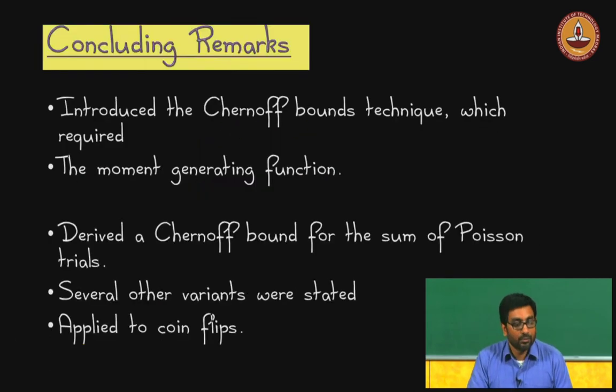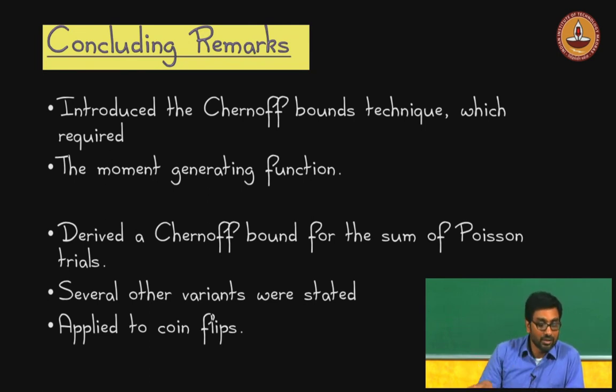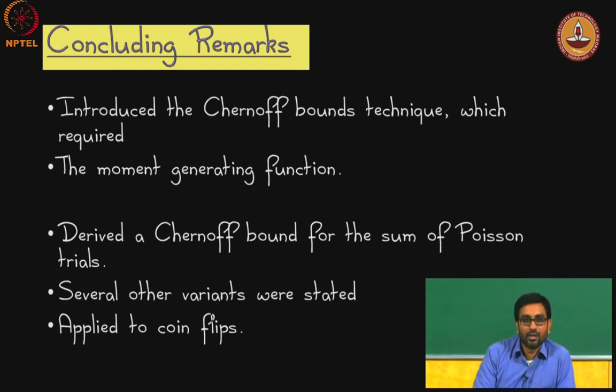So, with that we can conclude our segment for today. We introduced the Chernoff bounds technique and, along the way, we picked up an understanding of moment generating functions. We looked at some properties and we worked out the derivation of a Chernoff bound for the sum of Poisson trials, at least one form of it. There were other forms that we have stated, but we have not actually looked at the derivations. And what we did was we applied it to the coin flips, and we saw immediately how powerful Chernoff is compared to Chebyshev's. I hope you can appreciate this difference.